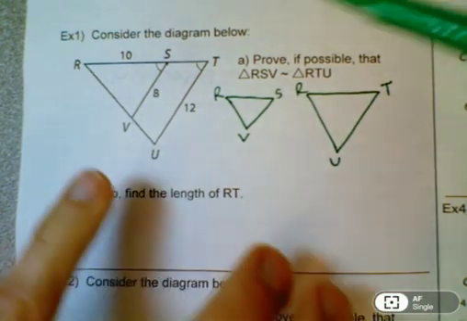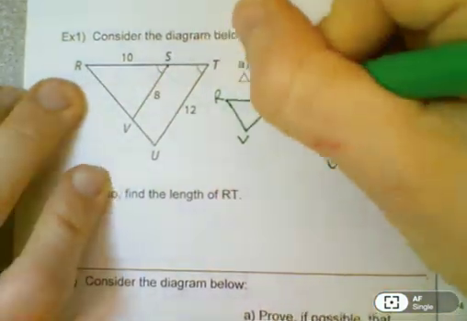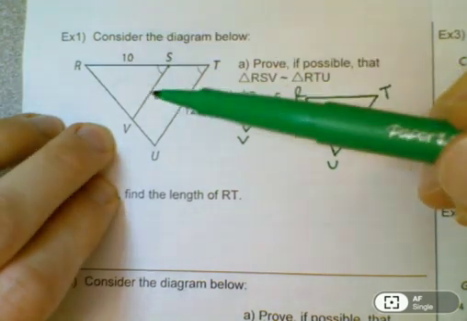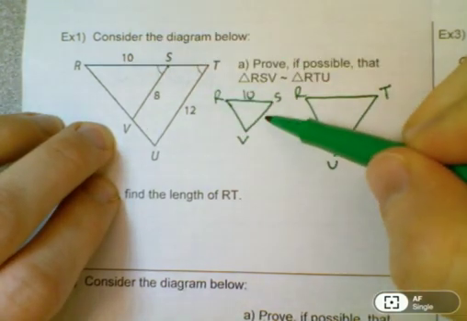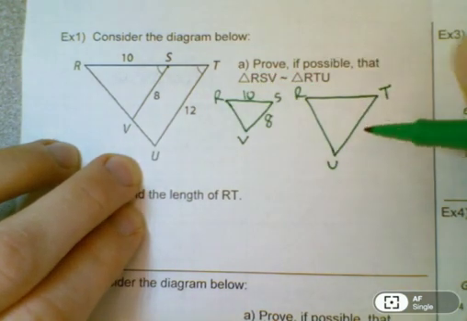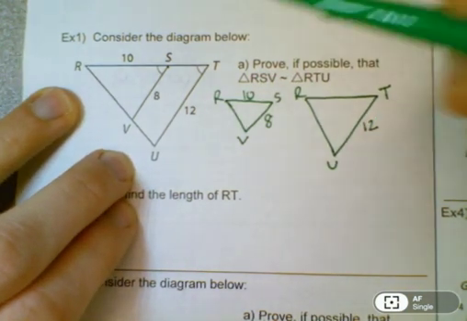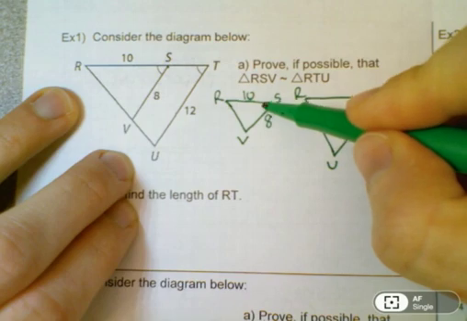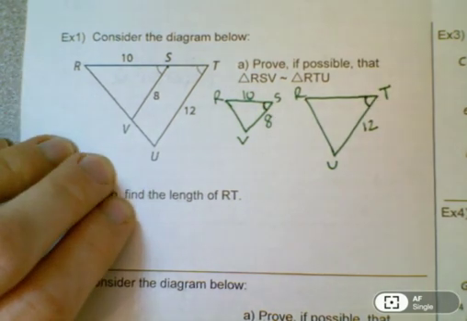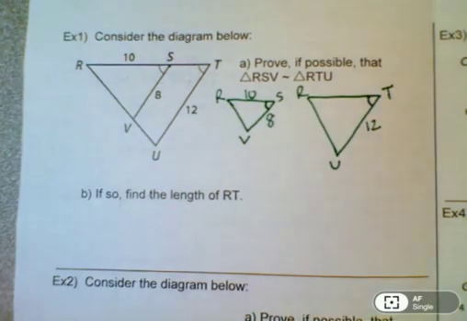Let me go ahead and label with what I know. RS is 10. Make sure you put that information on the correct triangle. SV is 8, so here's SV. TU is 12, that's over here on the big triangle. And then I was also given that the measure of angle S is congruent to the measure of angle T. Well, that's not enough information.